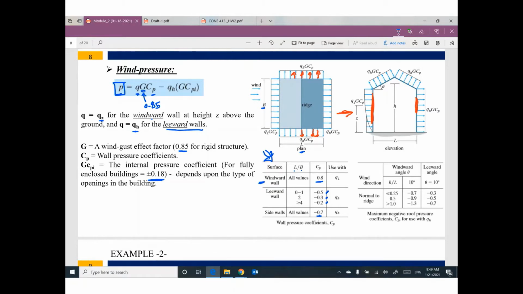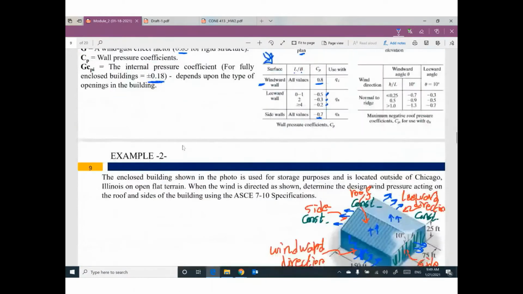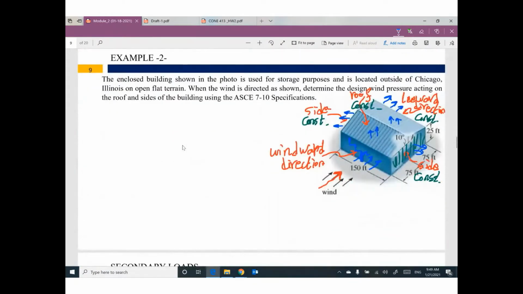How can we use this wind pressure equation? How can we use these two steps to calculate the final wind pressure? I'm gonna do it using this example, so please pay attention to me. How can we use this method to calculate the wind pressure?